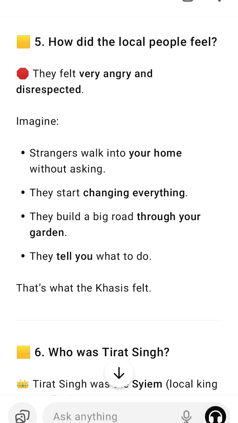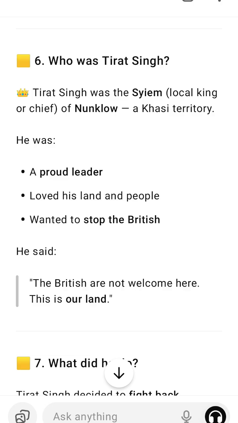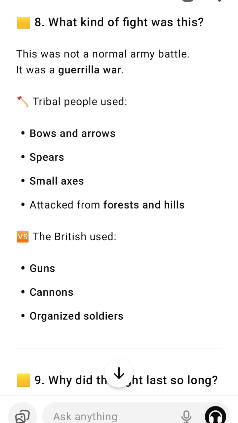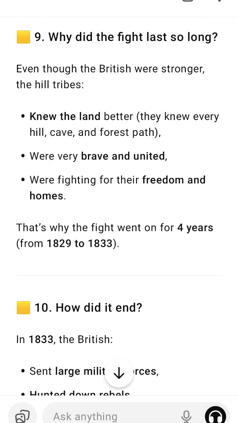They wanted to improve their control by building a military road between the Brahmaputra Valley, Assam, and Sylhet, now in Bangladesh. This road was to pass through the hills of Meghalaya, which were home to many tribal communities like Khasis, Garos, Jaintias. The British plan and local opposition.